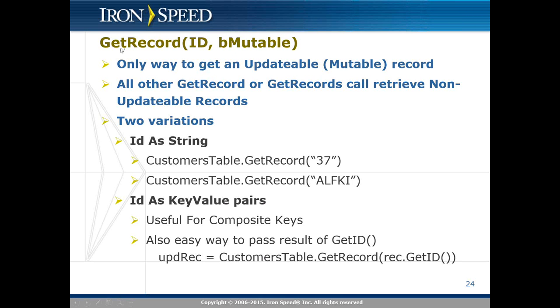Theoretically, you do a GetRecord, passing in an ID value or a where string, comma, a true or false value in terms of whether you want the record to be mutable. In other words, do you want the returned record to be read-only, or do you want to be able to update it? The slide says that's the only way to get an updatable record. It's not entirely true. There is another way to do it, which I actually use.